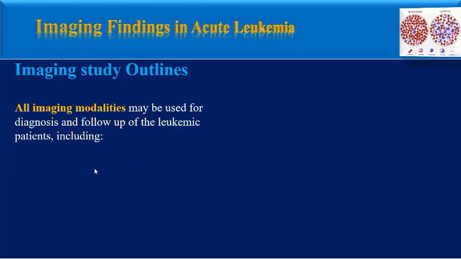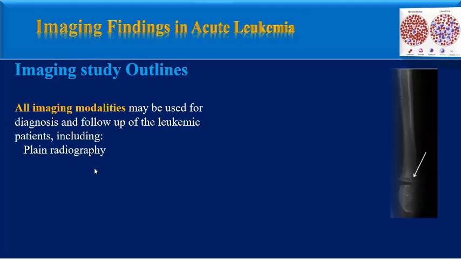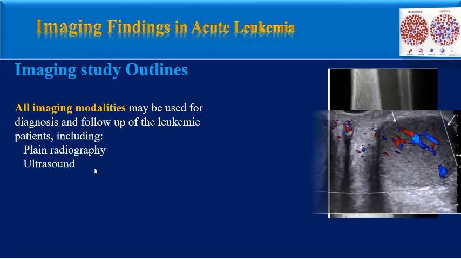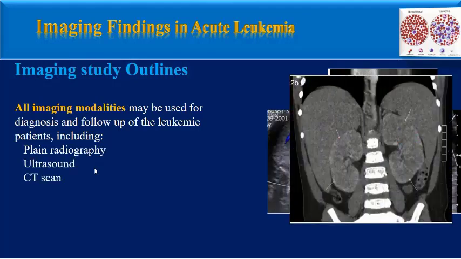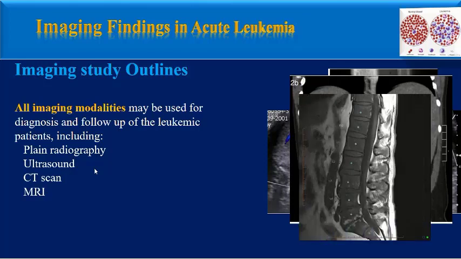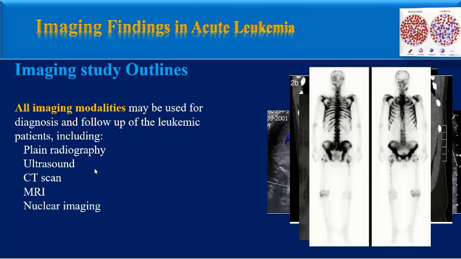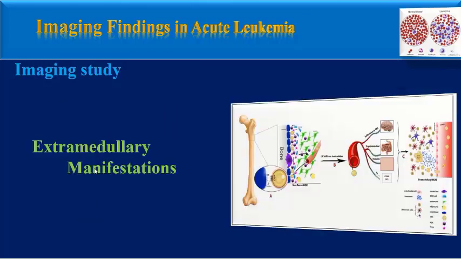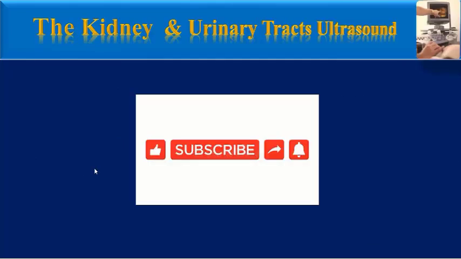All imaging modalities may be used for diagnosis and follow-up of leukemic patients, including plain radiography, ultrasound, CT scan, MRI, nuclear imaging, and the last one, PET-CT. In the next video, I'm going to speak about imaging findings of leukemia related to extramedullary manifestations.